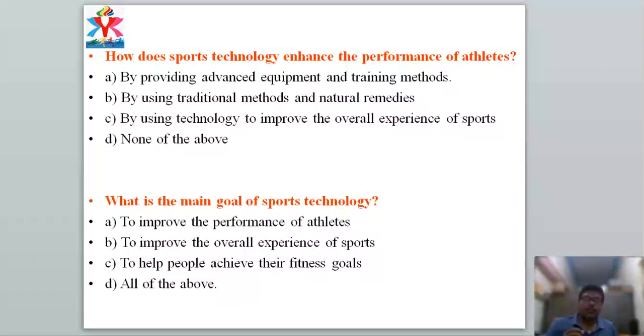So the first point: by providing advanced equipment and training methods. By providing advanced equipment, yes, definitely there is a chance. If you are providing good equipment, or advanced equipment, there is a chance.